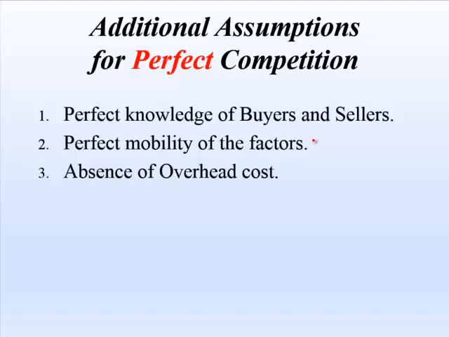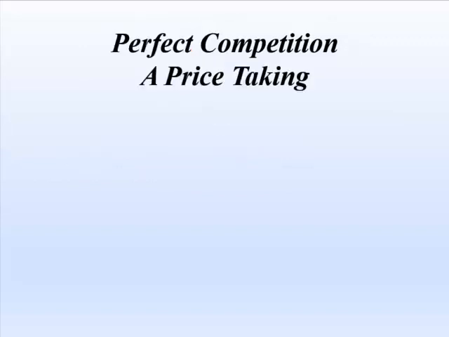Then the third point is absence of overhead cost. Absence of overhead cost means the selling and transportation costs, selling and other promotional costs are not present in the perfect market. So if all the assumptions are met, it will be a perfect market, and if they are not met, it will be an imperfect market.